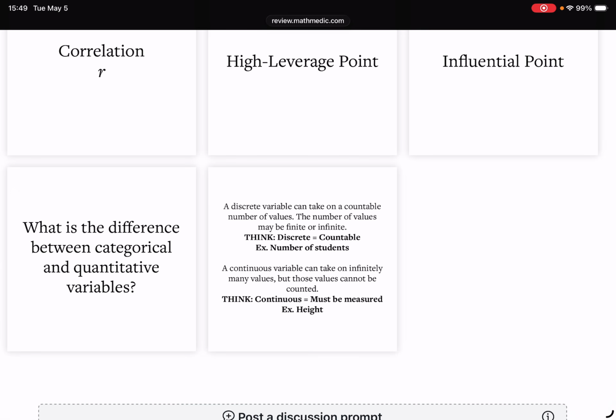A continuous variable can take on infinitely many values, but those values cannot be counted. When you think continuous, think the measurement, so like the height in the other example. So we could stop and say, okay, you're 5 foot 6 inches, but what if we converted that to centimeters? Okay, we might not have just one whole number value. It could end up becoming a decimal, like 40.56 centimeters.